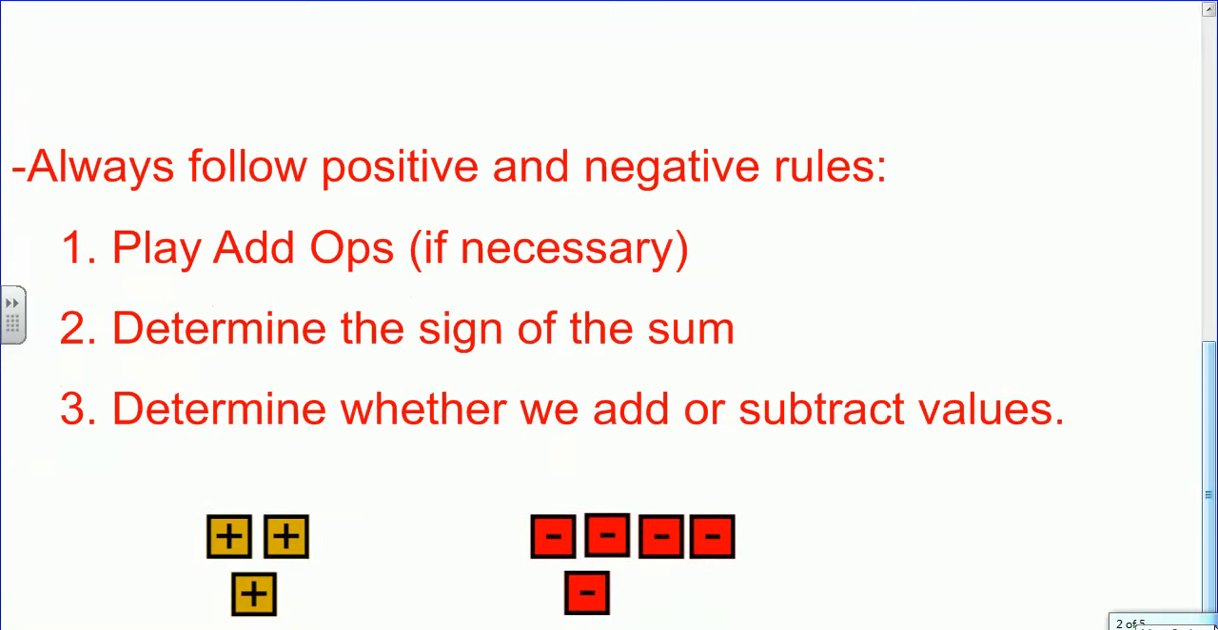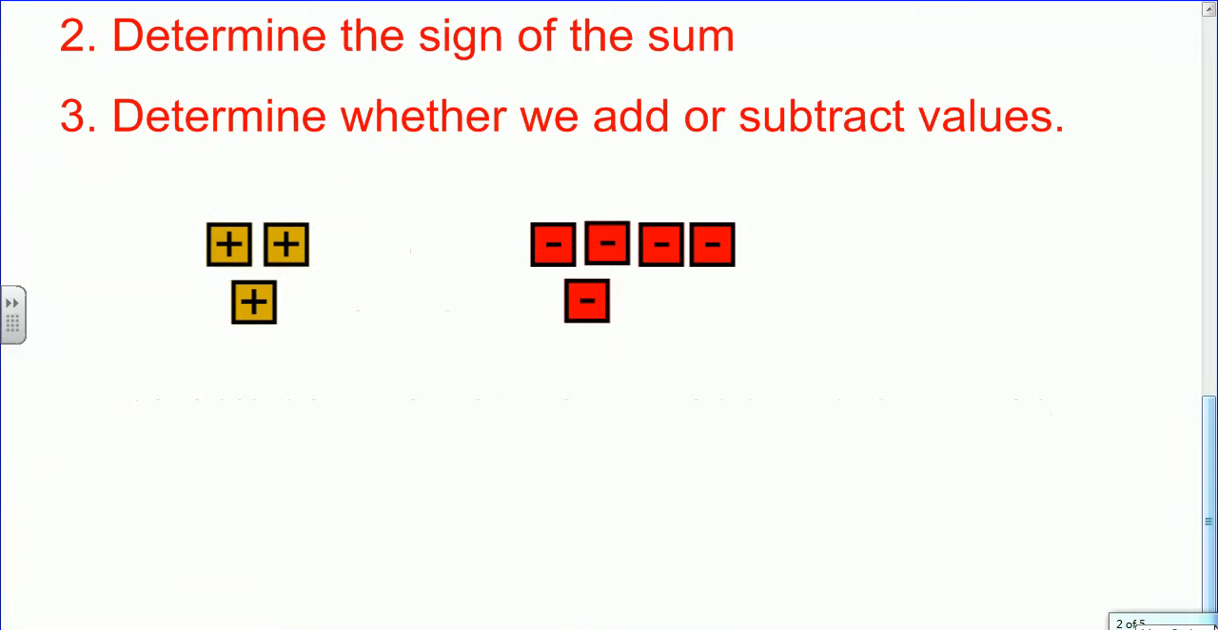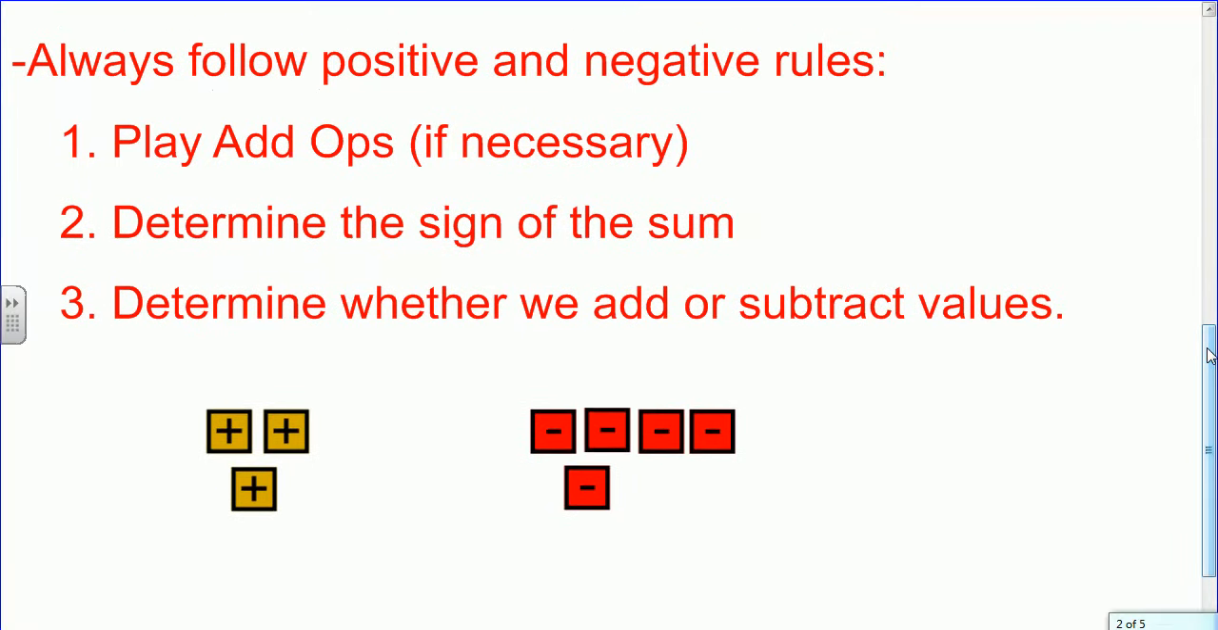No matter whether you're looking at fractions or decimals, mixed numbers, whatever it might be, if we have positives and negatives, we need to follow the positive and negative rules. The first is to apply add-opps if necessary to make sure you have an addition problem. The second step is to determine the sign of the sum. It'll be whichever you have more of. Do you have more positives, or do you have more negatives? Or do you have only positives, or only negatives? Whichever is the largest value, that's the sign of your answer.